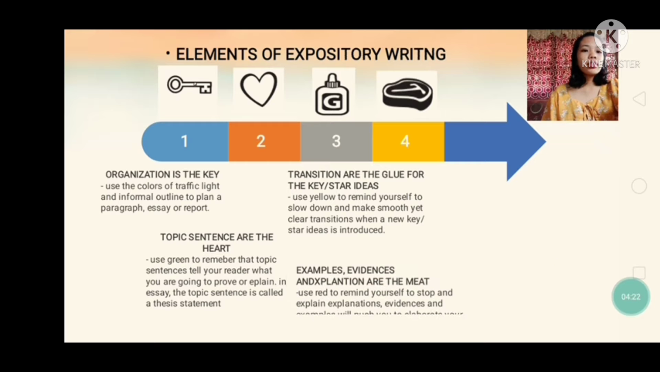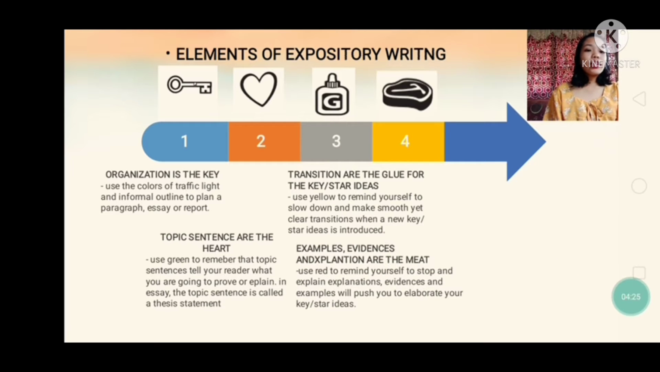Number 4, examples, evidences, and explanation are the meat. Sorry sa wrong typing. So, dito gagamitin natin is red to remind yourself to stop and explain explanations, evidences, and examples that will push you to elaborate your key or star ideas. So, dito na lalabas yung ano talaga yung laman, yung tatak ng writing mo.